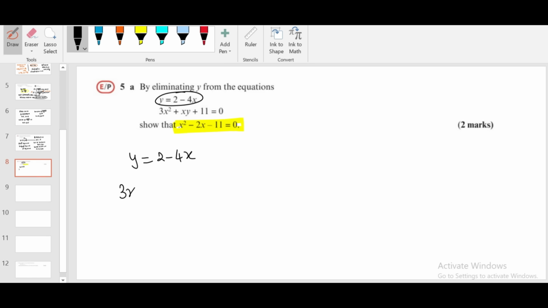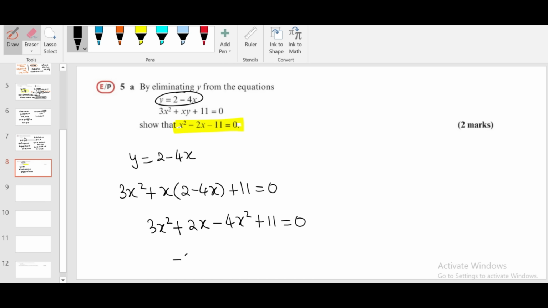So you get 3x square plus x times y. Replace y by this. Plus 11 is 0. Open the bracket and simplify. You get the answer already. You get 3x square plus 2x minus 4x square plus 11 is 0. 3 minus 4 is minus 1.